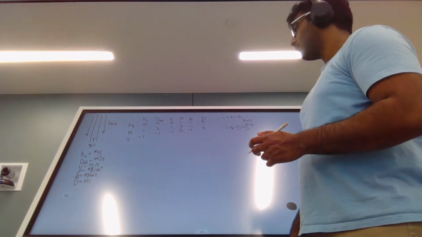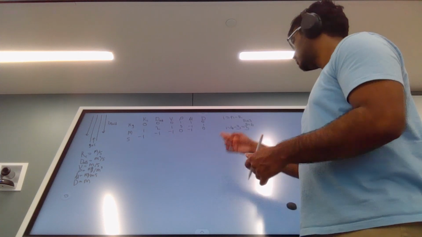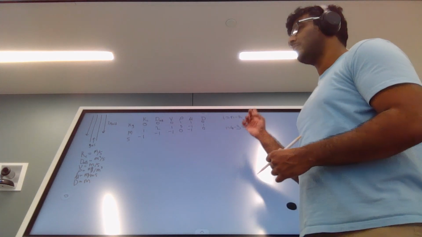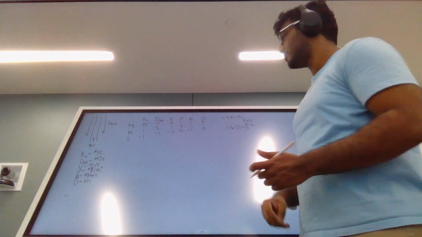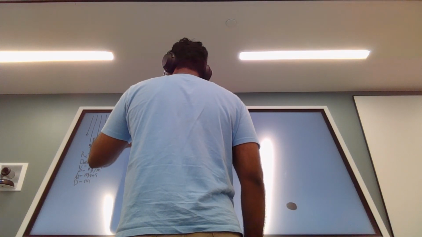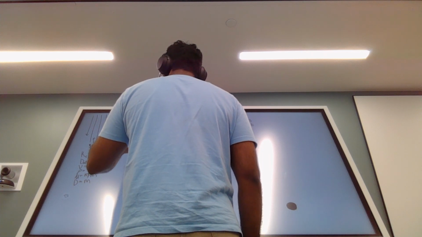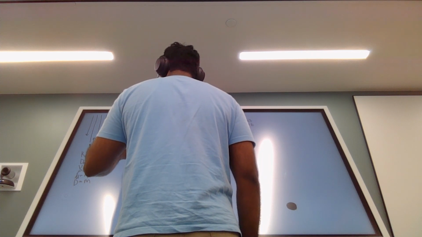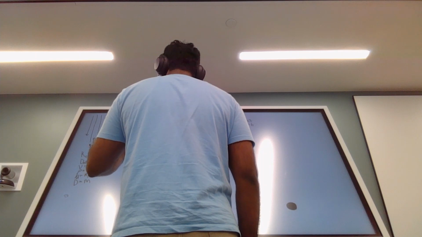So now what we are going to do is create our pi groups. And since we have 3 dimensionless groups, there are going to be 3 pi groups. So we're going to say pi 1, pi 2, and pi 3.